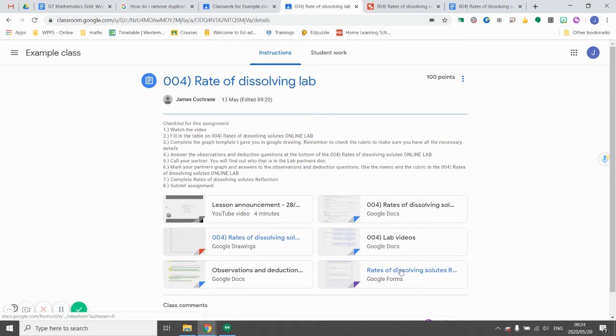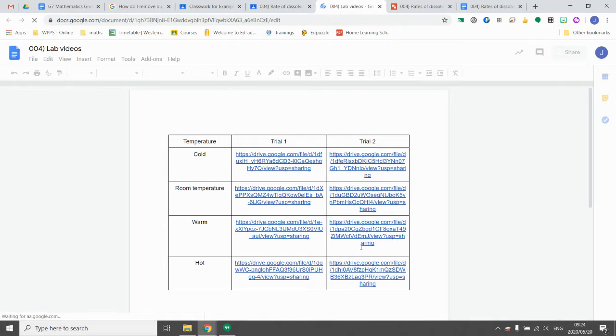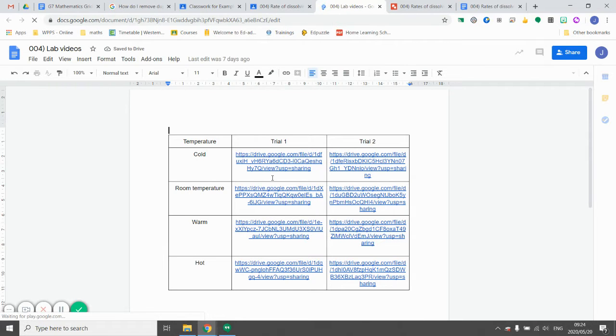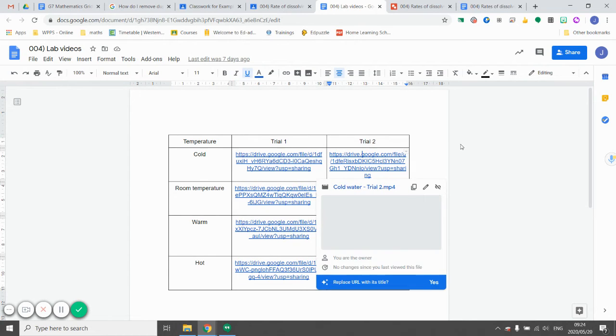Because we can't meet in person, I had to do the experiment for you, and I recorded the videos over here. What happened was I took a tablespoon of sugar and dissolved it in water following the same procedure for different temperatures of water. So I dissolved the same amount of sugar in cold water, in room temperature water, in warm water, and in hot water. And then I did it 2 times for each one, okay?